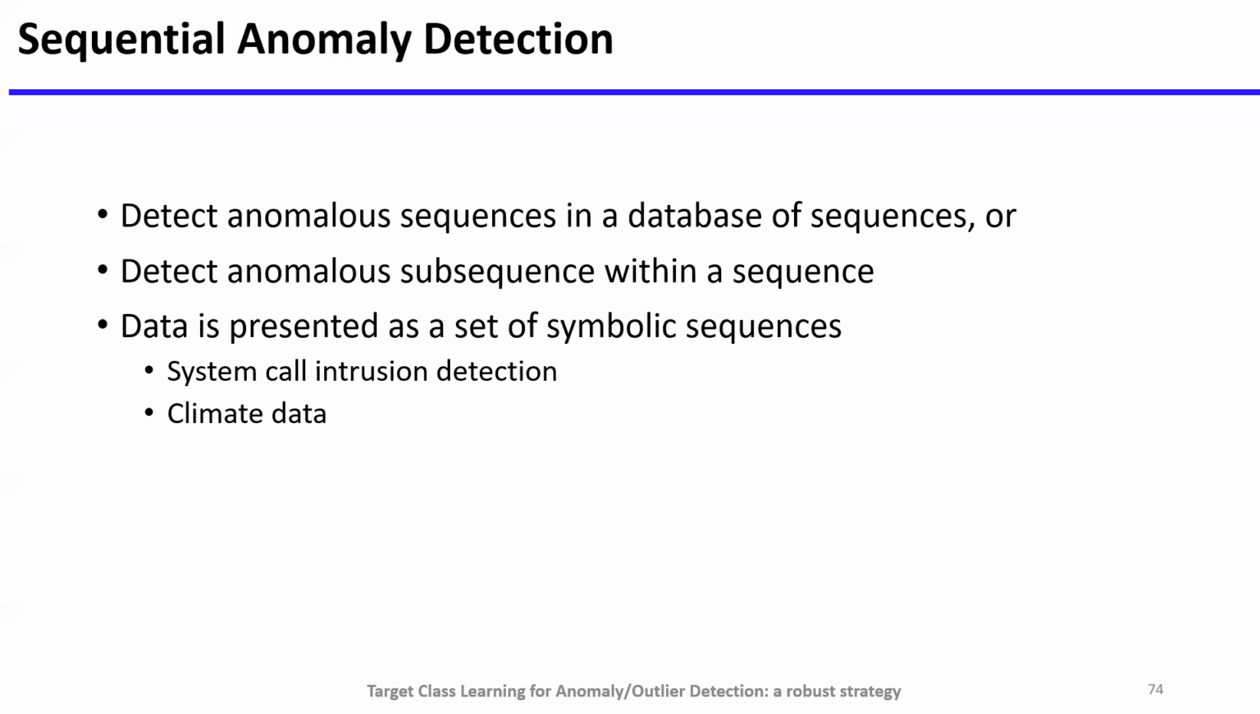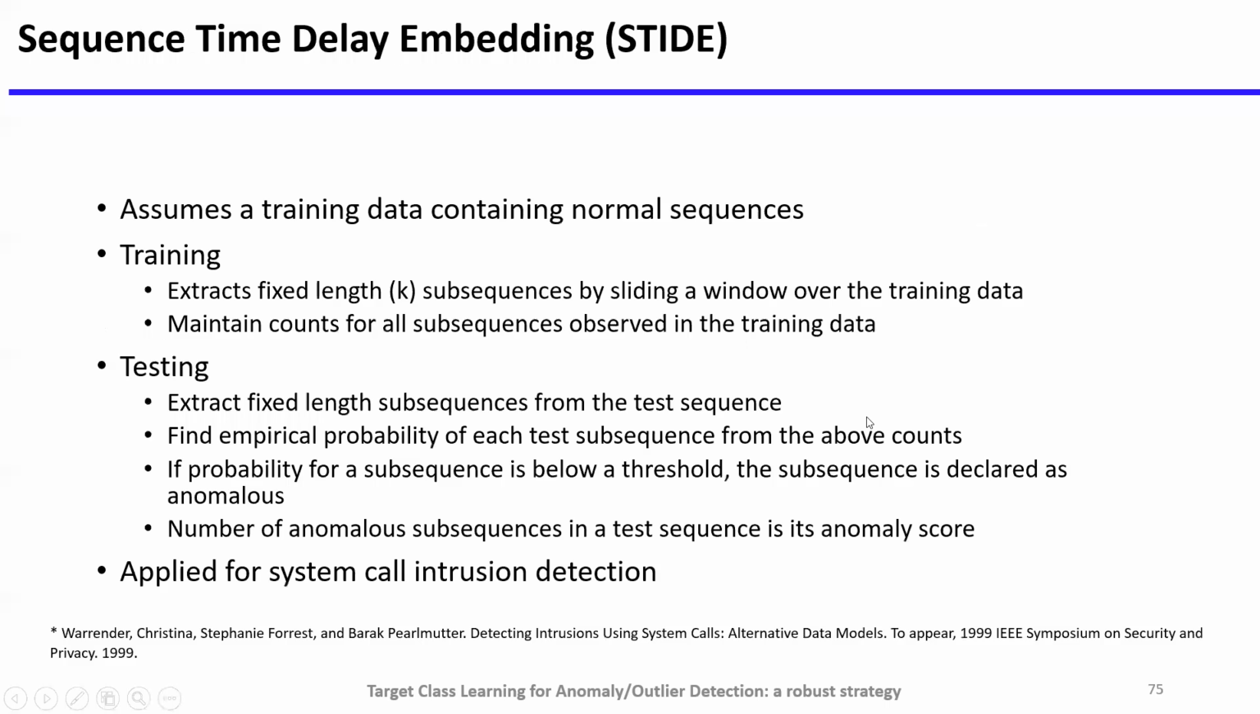Okay, let us see more details about sequential anomaly detection. Anomalous subsequences within a sequence may be very common. It can be seen in climate data, for example. Basically, data can be represented in terms of a set of symbolic sequences. So we have to learn the data sequences with respect to some reference point. So how will we do it?